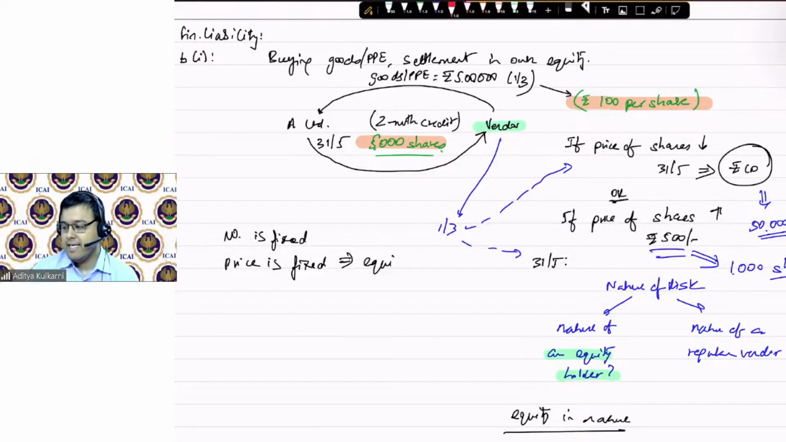Yes. Is he getting 5 lakh rupees depending on the settlement prices? Yes. Is there a risk to his 5 lakh rupees? Answer is no. Because depending on the pricing of the shares on 31st May, the number of shares to be issued will change.